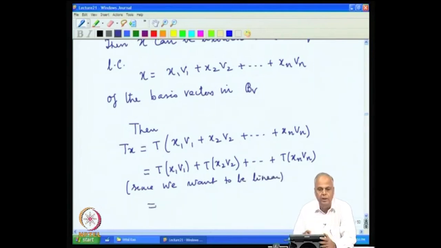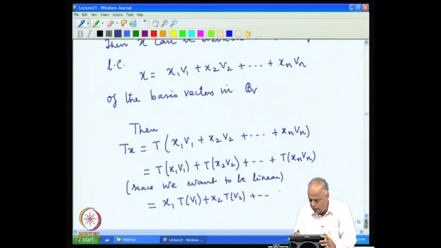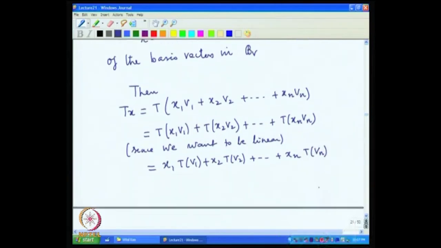Again, using the same linearity, T of a scalar multiple of a vector is the scalar multiple of the T of the vector. So, we can write it as x1 T v1 plus x2 T v2 plus xn T vn. And we have already said what T v1, T v2, T vn are. We said T v1, we are going to map it to w1, T v2, we map it to w2, T vn, we are going to map it to wn.